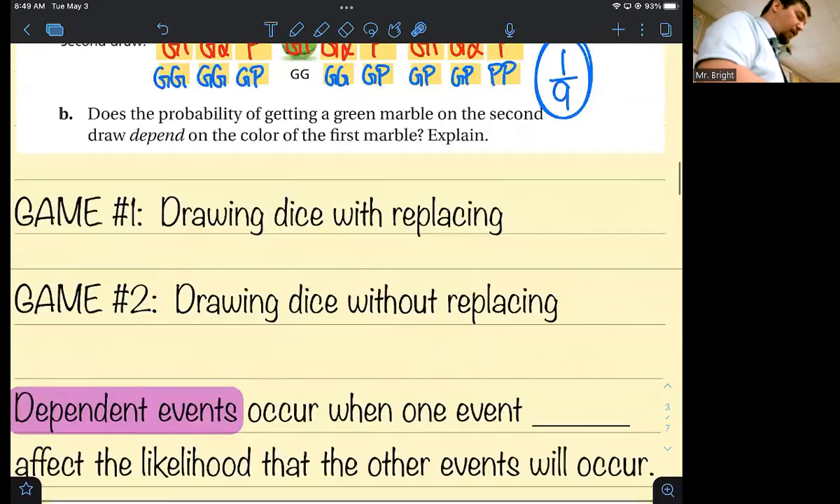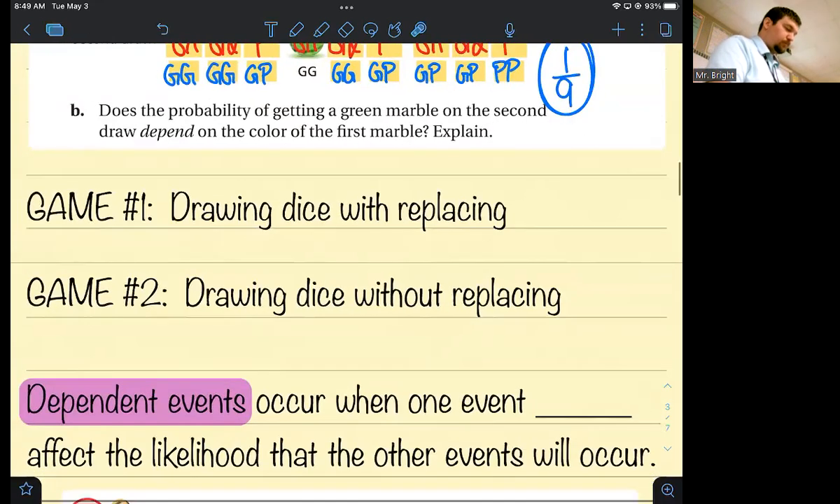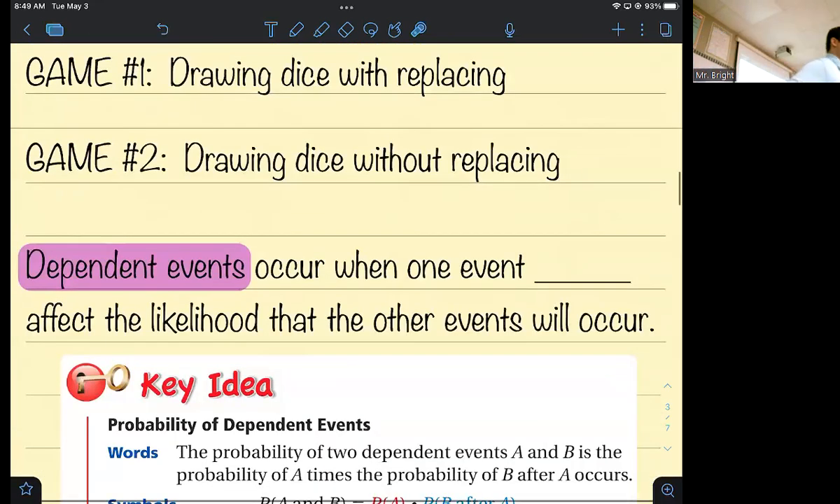All right, so time for our first game. And this is where I'm going to pause, because I won't even be up here for this.